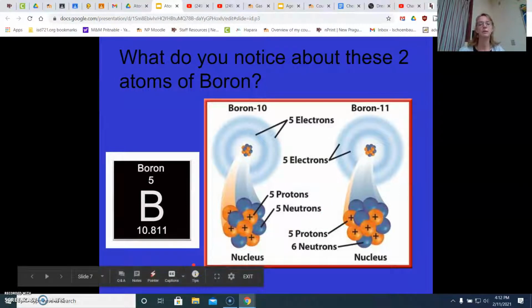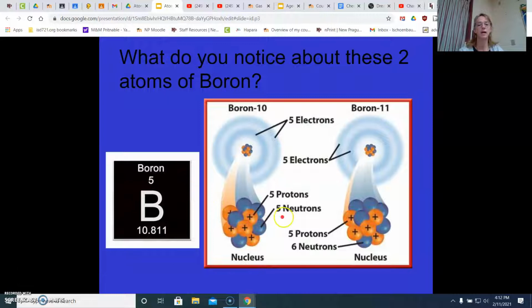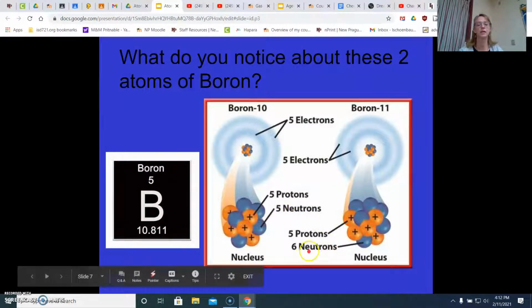You can change the number of neutrons in an atom. So boron has 5 protons. These 5 protons each weigh 1. Sometimes boron has 5 neutrons. Sometimes boron has 6 neutrons. That doesn't change anything about the atom. It is still boron because the most important part is protons, and those don't change. This is just a heavier version. This is me after Christmas holidays, and this was me before the Christmas holidays. Same person, but I got a little bit heavier.